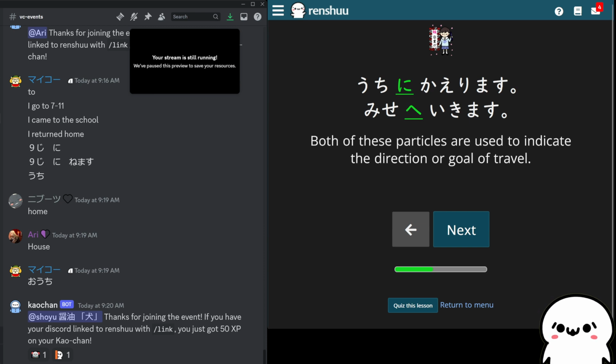Mise e ikimasu is "I go to the store." Now, we're going to practice a whole bunch of these, a whole bunch. But before we do that, I want to point out a few things.